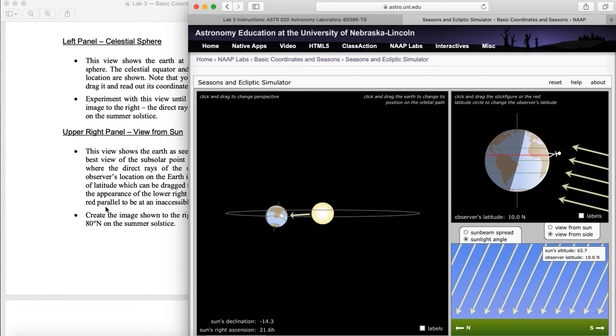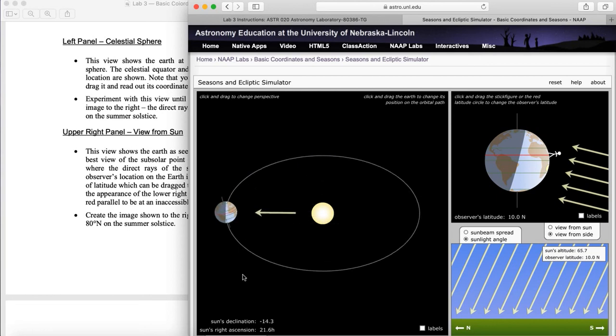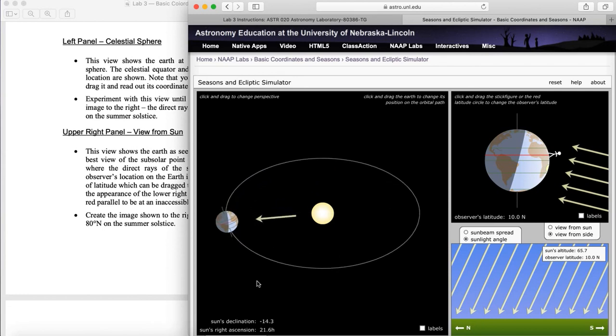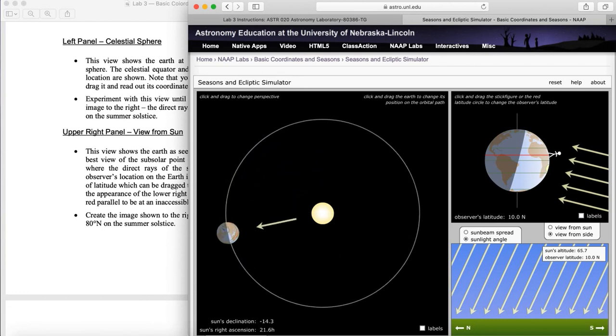You can move the Earth wherever you want by moving it left to right, and you can change the perspective. Like if we're looking head on into the Earth's orbital plane, it's like this. Which would also be the solar system's orbital plane as well. If we wanted to look directly above the solar system's orbital plane, it'd be like that. And then we've got the sun's declination and the sun's right ascension. That's its location in the sky.